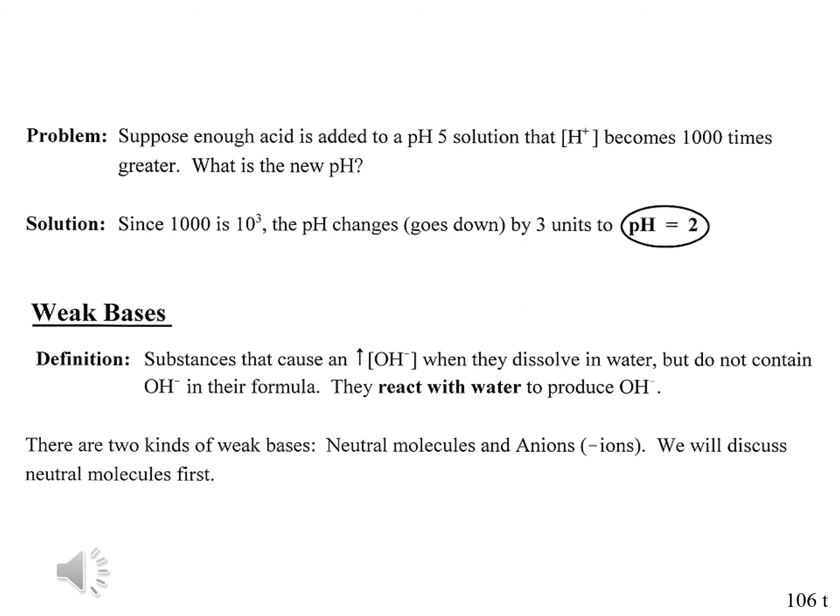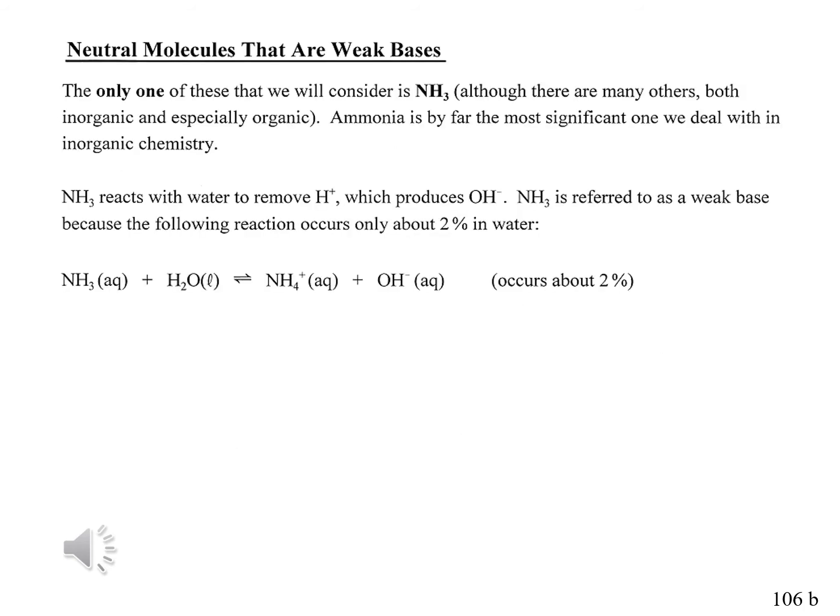There are two different kinds. Ammonia, for example, is a neutral molecule, and fluoride is an anion or a negative ion. We're going to discuss ammonia first. This is what ammonia does when you put it in water. This reaction is equilibrium. It only occurs about 2%, but it does produce enough OH to make a very basic solution. What happens is the NH3 pulls the H off of water, and when it does that, you form the ion NH4+, or ammonium. When you take the H off of water, you form the ion OH-, which makes it a base.